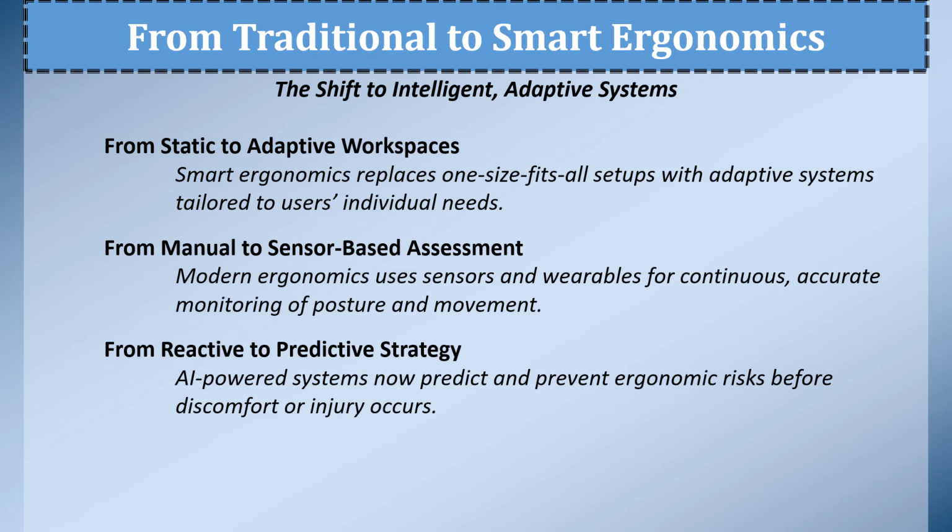This tutorial shows how technology has advanced the scope of ergonomics. Instead of reacting to problems, smart systems predict and prevent them while adapting to each user's needs.